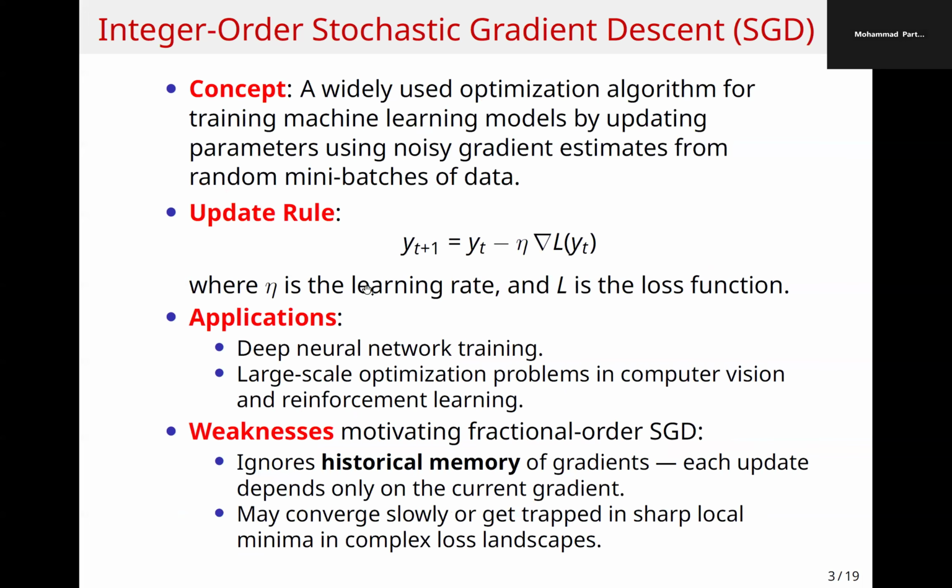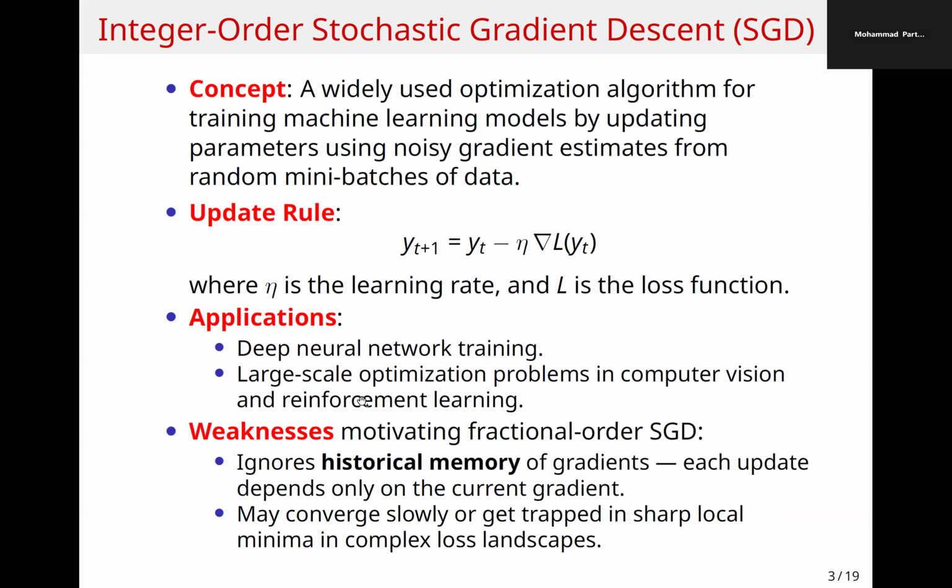Today, we have a fractional order gradient descent method to talk about. But first, we have an integer order stochastic gradient descent as follows. You see that its update rule is as follows. Here, eta is the learning rate and L is the loss function. It has many applications in deep neural networks, large scale optimizations, and the like.